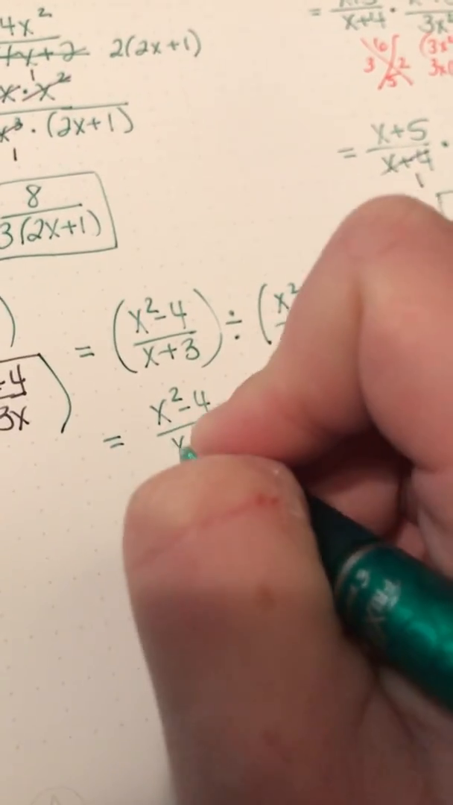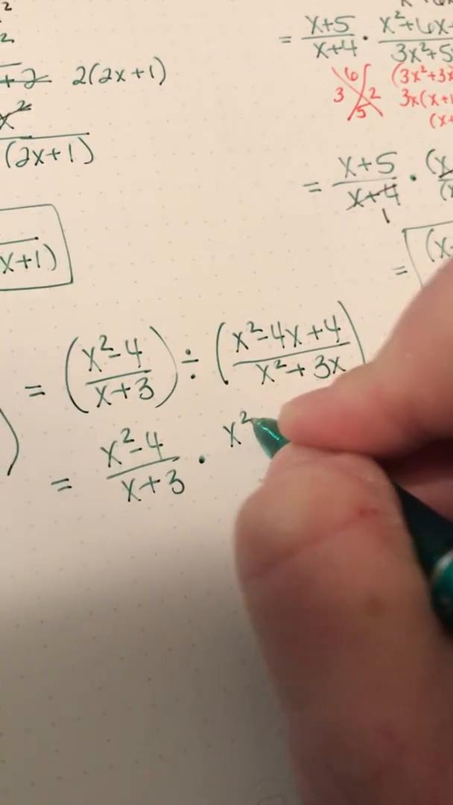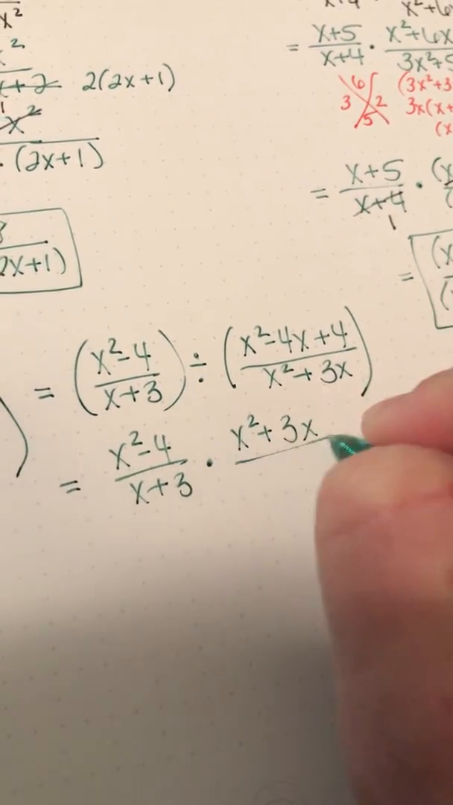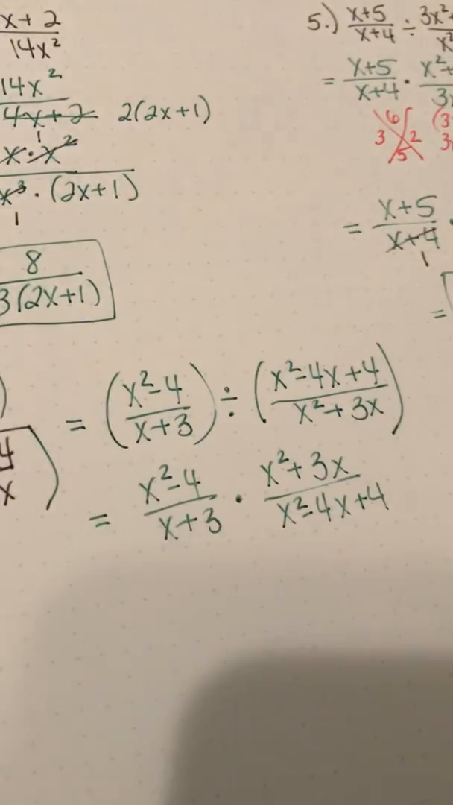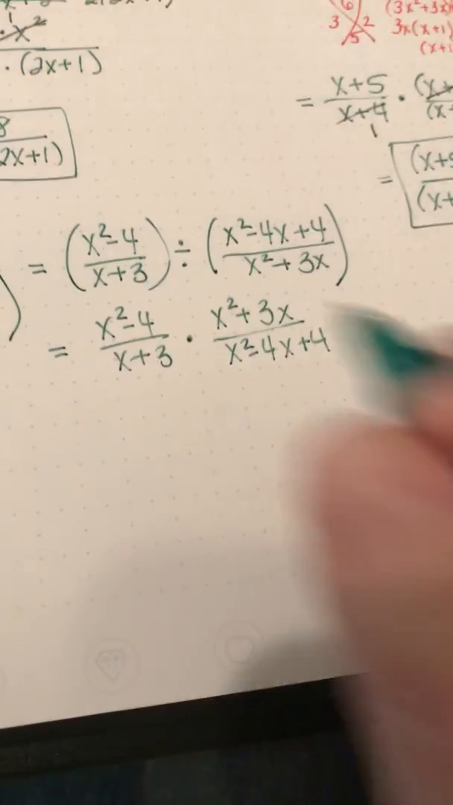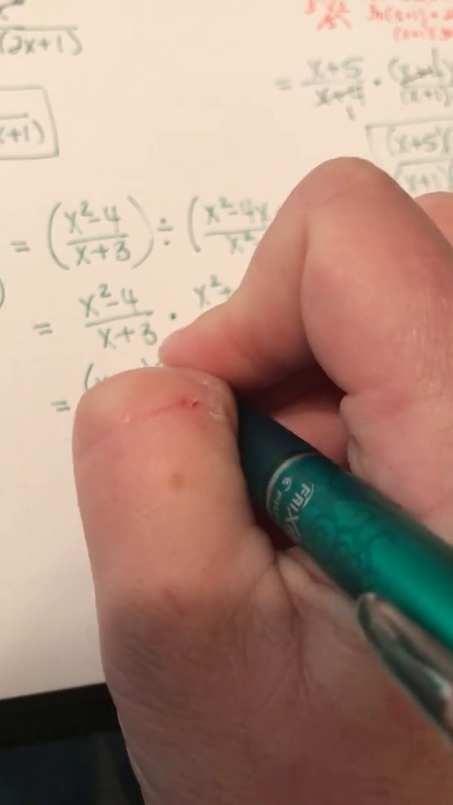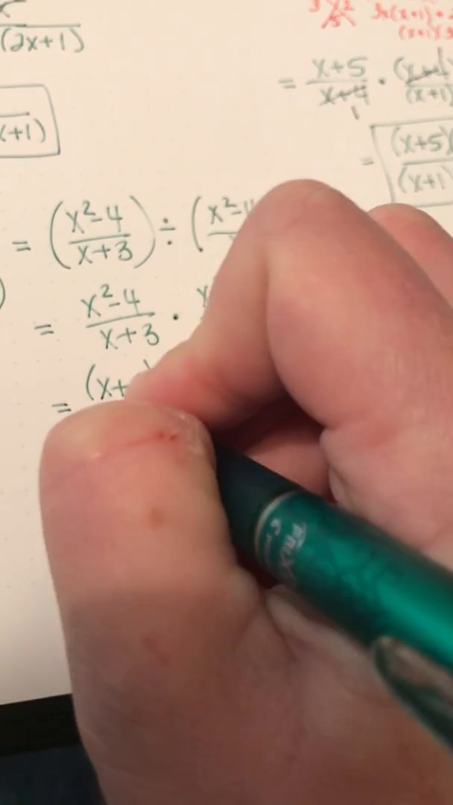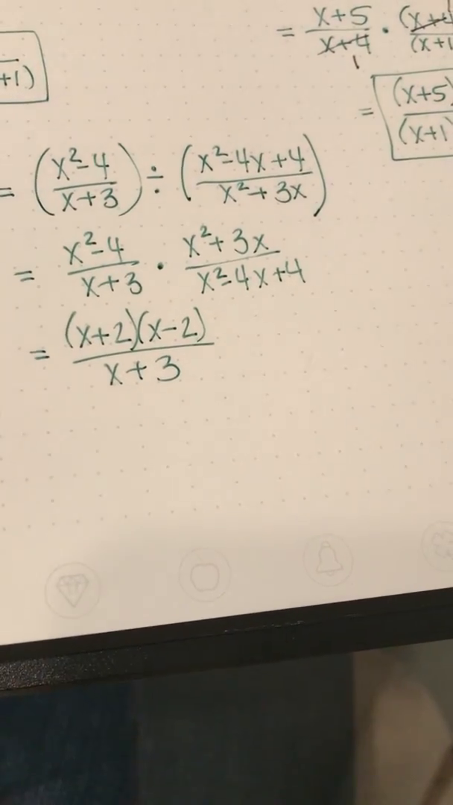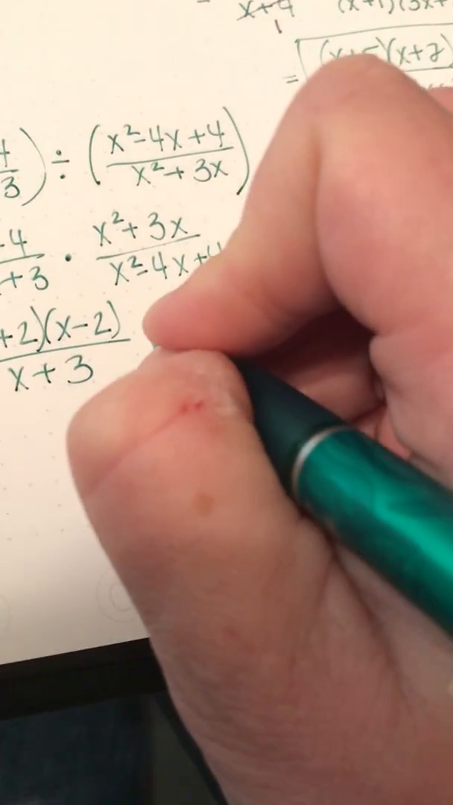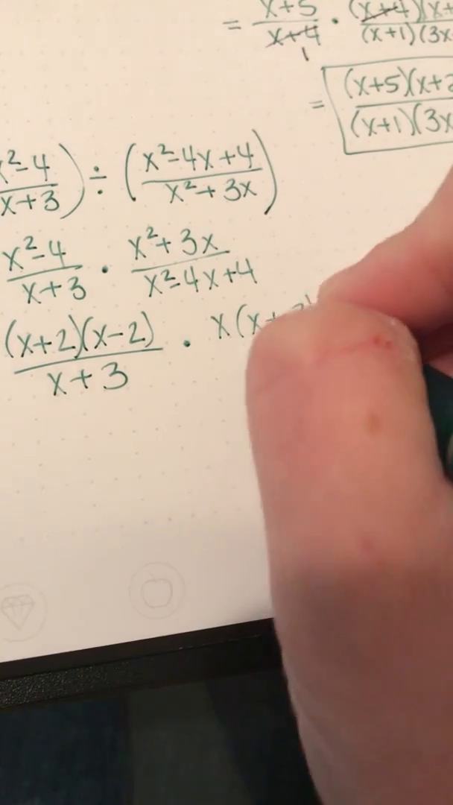Keep the first, change to multiplication, flip or take the reciprocal of the right-hand side. Didn't know it was so easy, did ya? Okay, factor. So on the left, difference of squares, we have x plus 2 times x minus 2 all over x plus 3, because x and 3 don't have a greatest common factor other than 1. On the right-hand side, the numerator's GCF is x, so x times x plus 3.